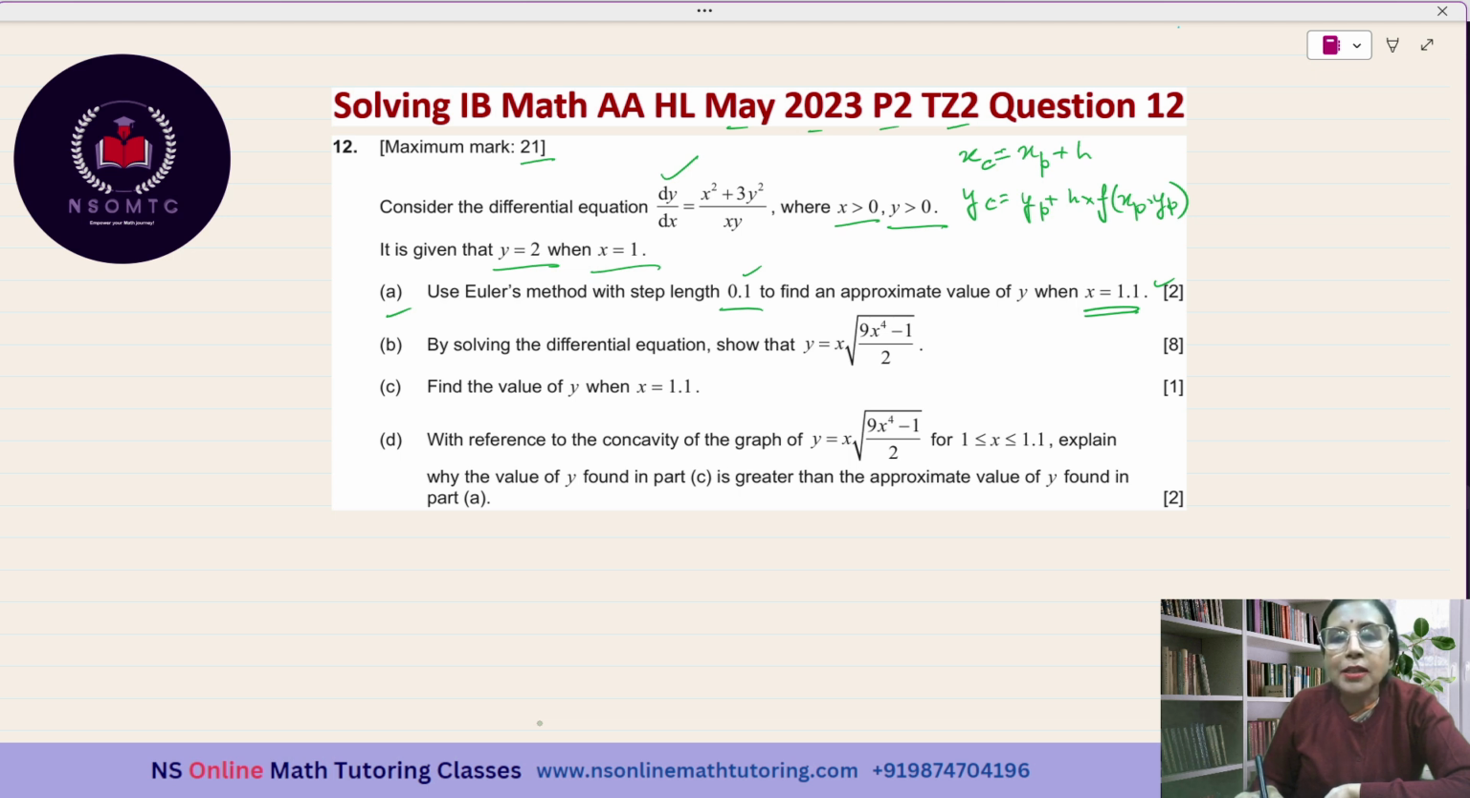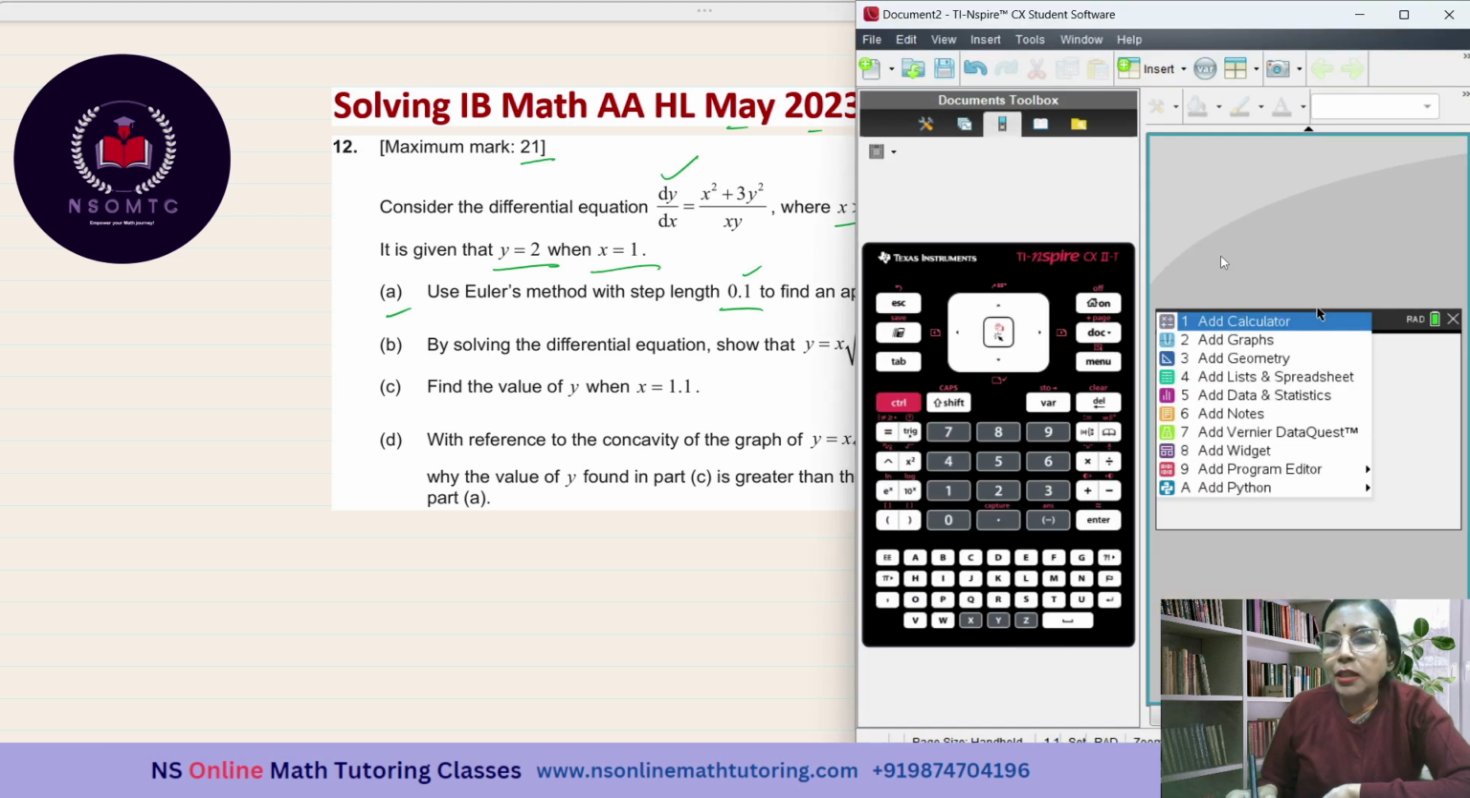We will be using these in order to get the value of y when x equal to 1.1. It is just an approximation. Through Euler's method, we don't get the accurate answer, we get just an approximate value of y. And we will, of course, be using the calculator. So let us go to the calculator. I am using the TI Inspire calculator. You can use the Casio calculator as well. So add lists and spreadsheet.